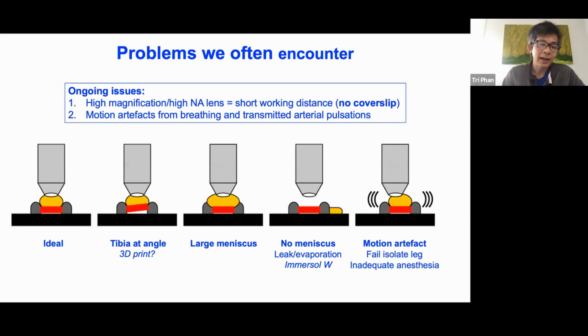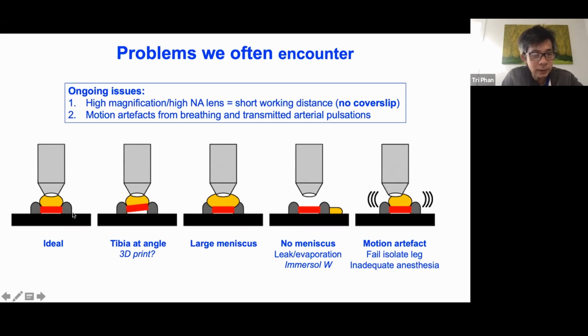And obviously the lens is actually quite bulky itself. So that means that we don't use a cover slip, so that we can get as close as we can to the tissue. And the other problem we have is motion artifacts from breathing, but also from transmitted arterial pulsations. So I'm just showing you here the ideal situation.